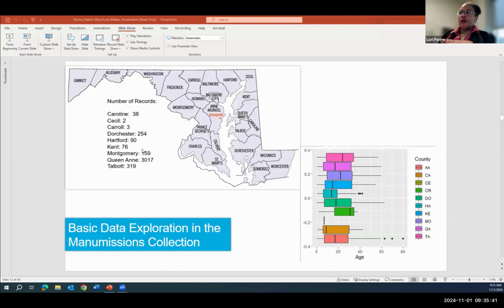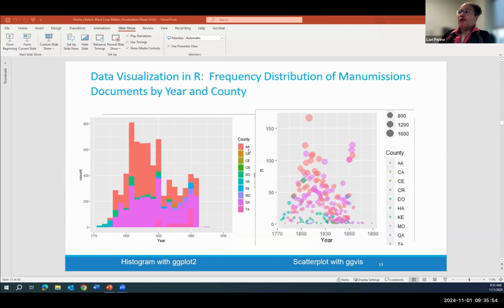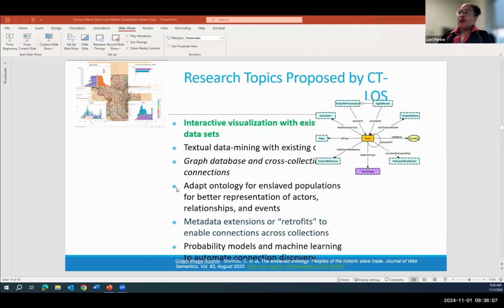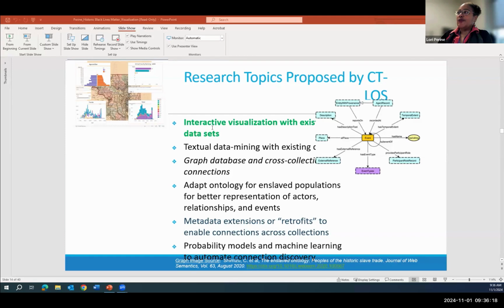We looked at where the records were from geographically, how many records there were, and how they were dispersed throughout the counties where we had information. We visualized in a static way where the manumissions documents were by year and by county. That gave us a picture, but it didn't allow us to explore. And so, as I said, part of our intention coming out of this was to look at whether there were ways that we could create interactive visualizations with this data.